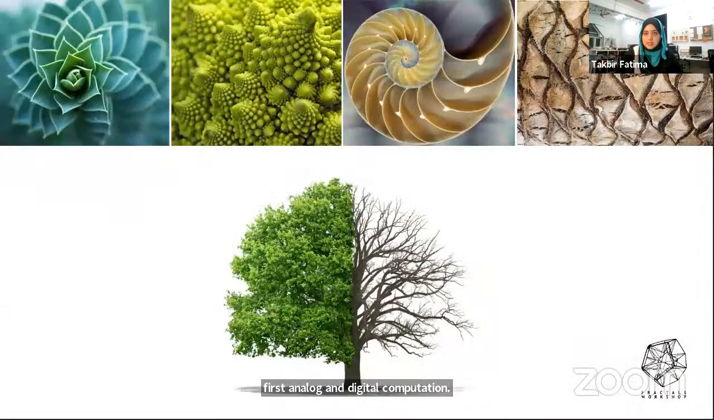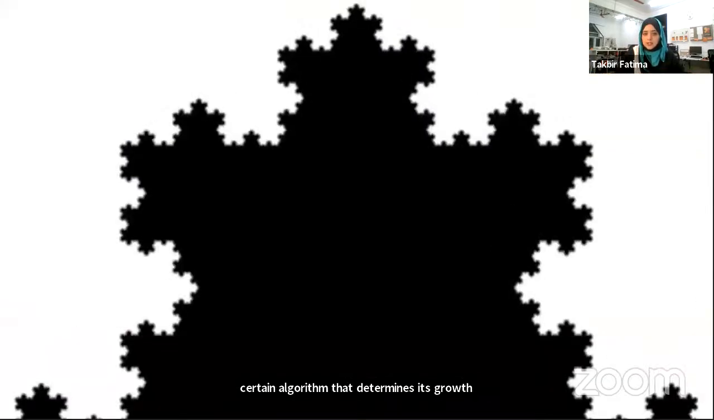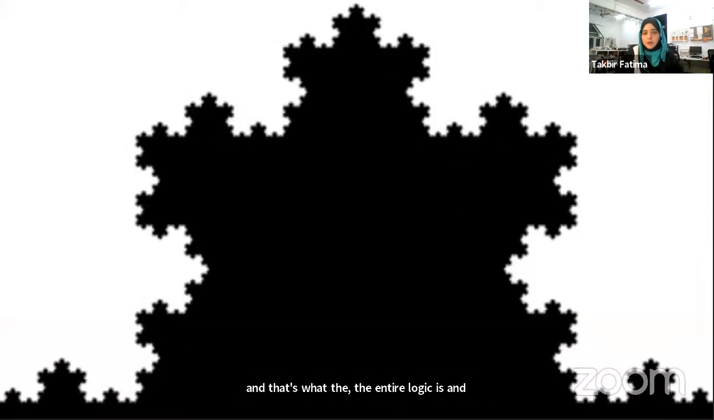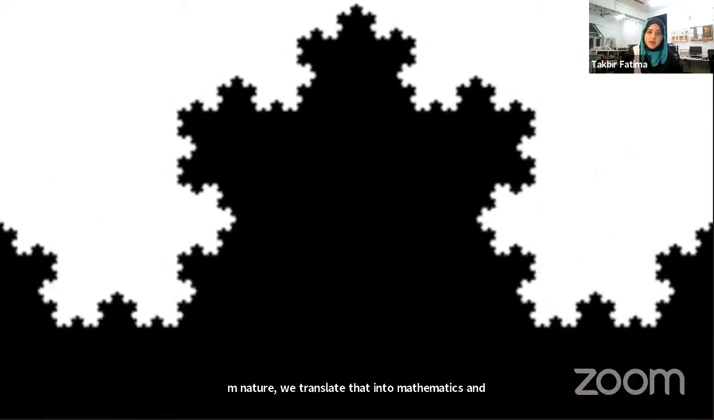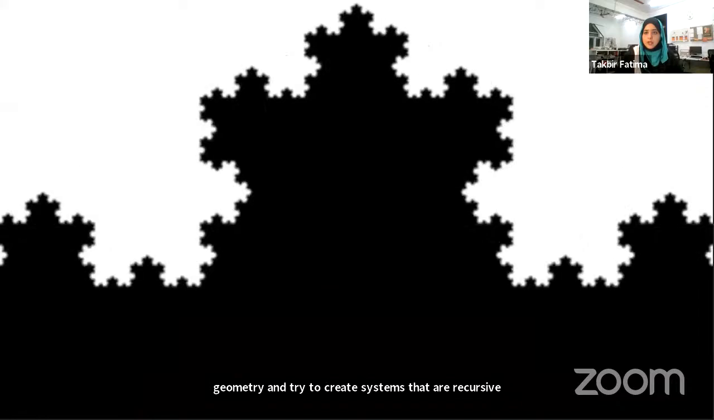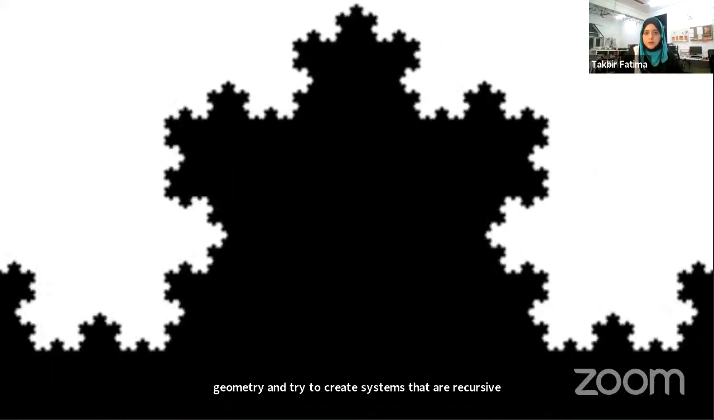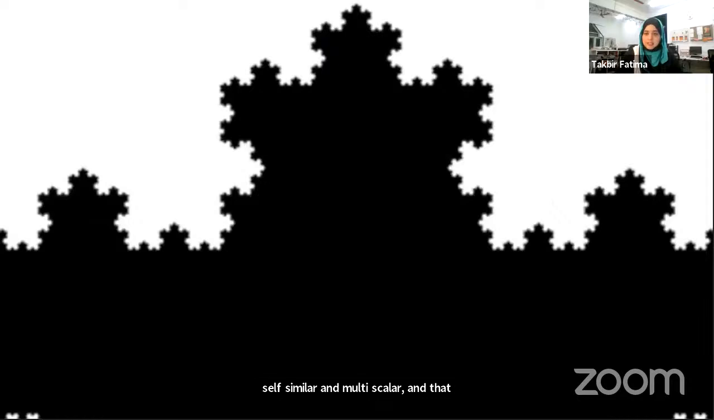The workshop derives its name as well as its entire logic from the growth patterns in nature, particularly fractals. Nothing in nature is random. Everything is coded and depends on a certain algorithm that determines its growth, and that's what the entire logic is. From nature, we translate that into mathematics and geometry and try to create systems that are recursive, self-similar, and multi-scalar, and also potentially infinite aggregation systems.